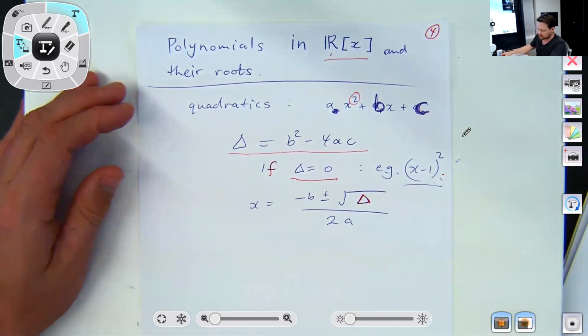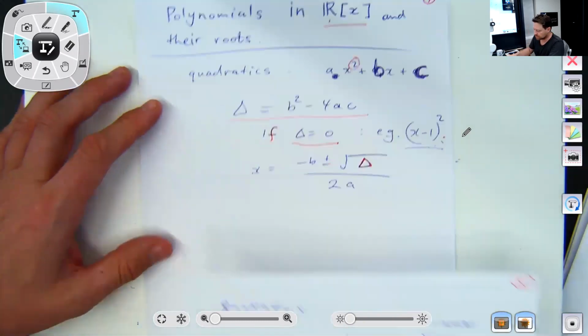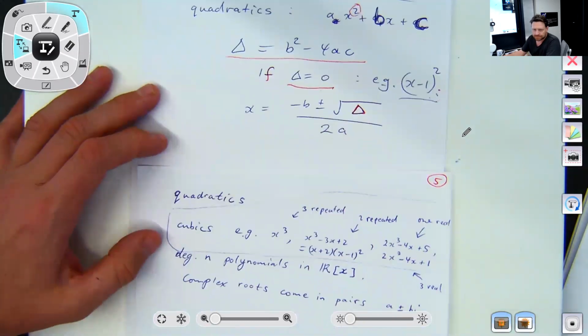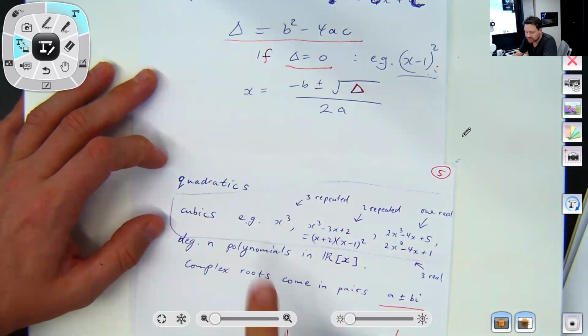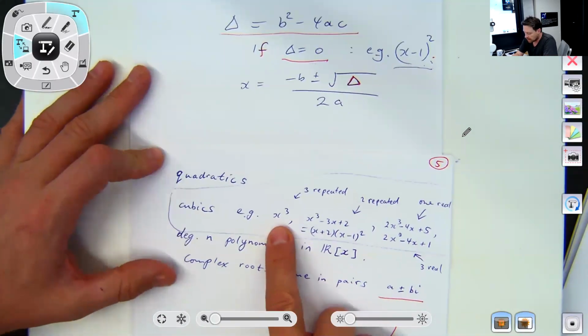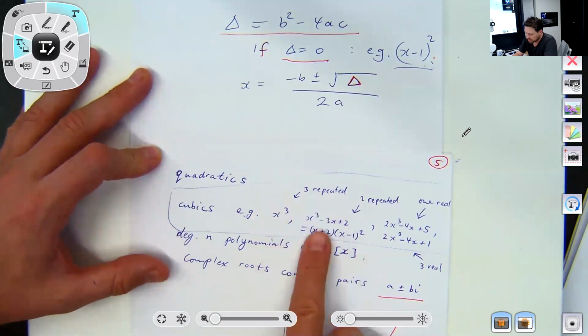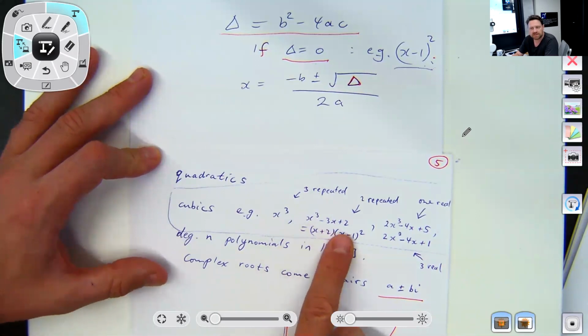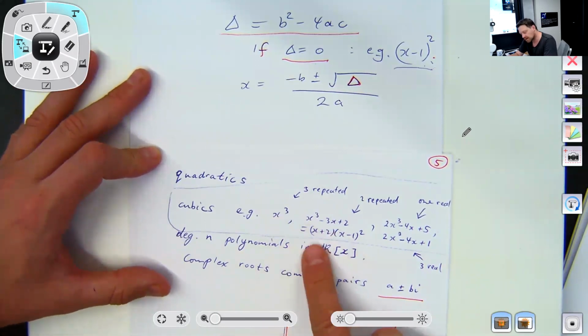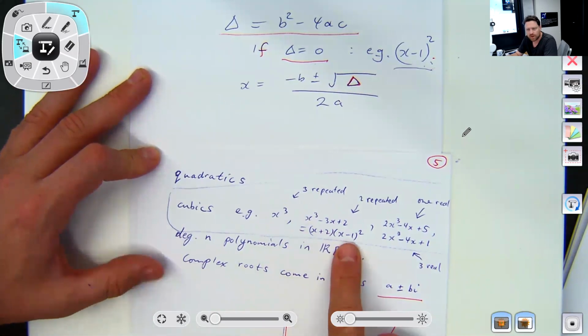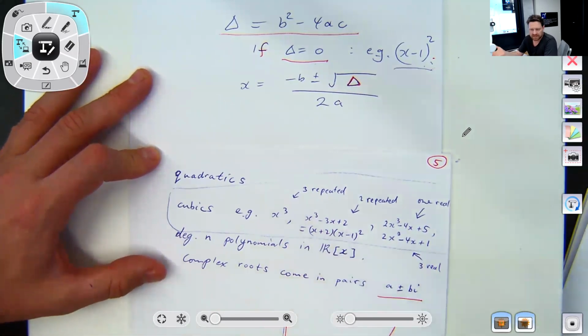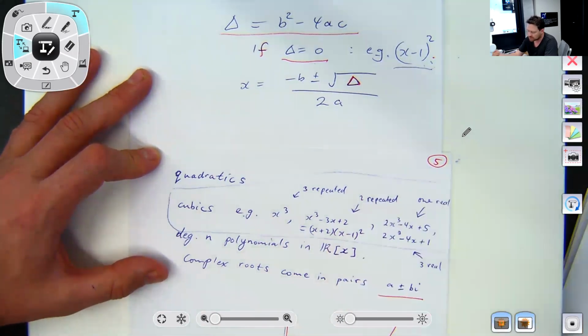Okay, so moving on to talk about cubics, and now I have some brief notes already written about cubics here on the next page. So here's some examples of cubics. So x cubed, now x cubed has 3 repeated roots, 0, 0, and 0. Okay, so how about this one, x cubed minus 3x plus 2. If I factorize that, I get x plus 2 times x minus 1 squared, and so we have 3 complex roots. Those roots are minus 2, 1, but the 1 is repeated, and so 2 of those roots are repeated.